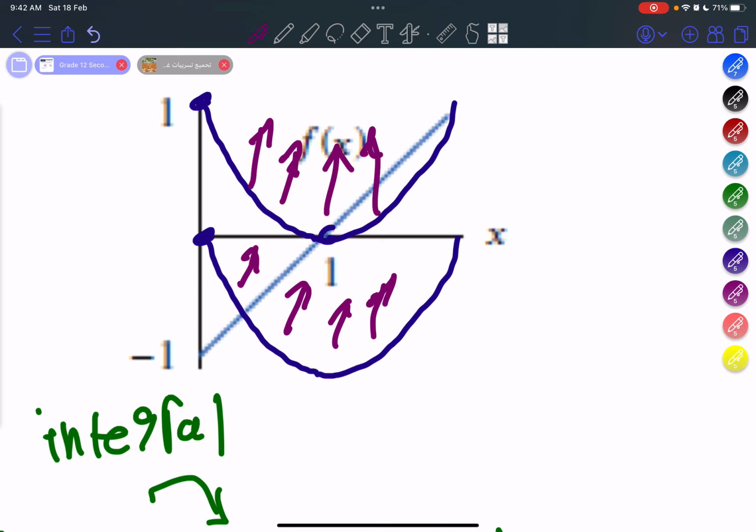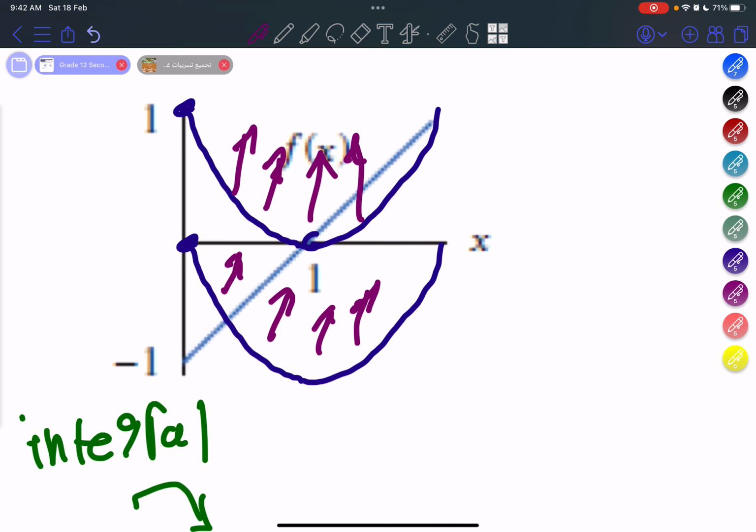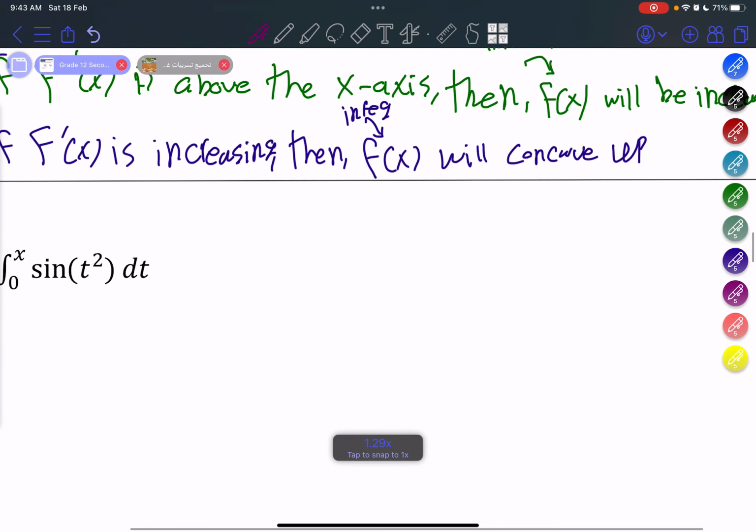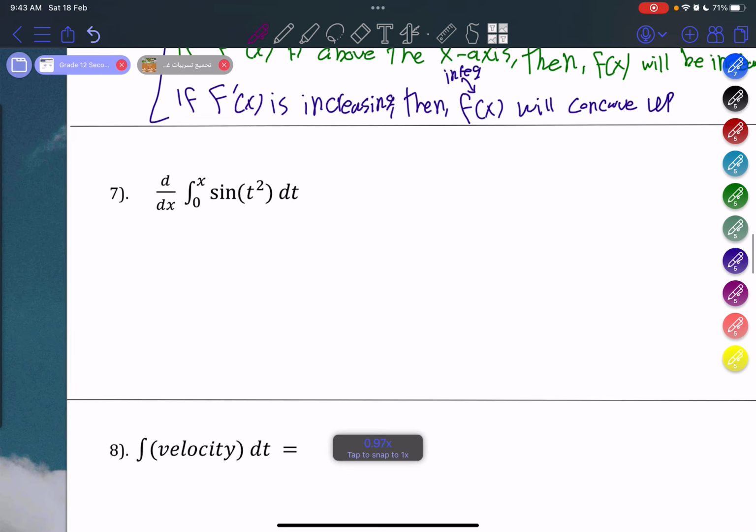or curve or parabola. And at the same time, when it was under the x-axis, the parabola was decreasing, and when it became over the x-axis, it surpassed the x-axis and became positive, the positive tangent line, then it started increasing. Okay, so moving on to question number 7.